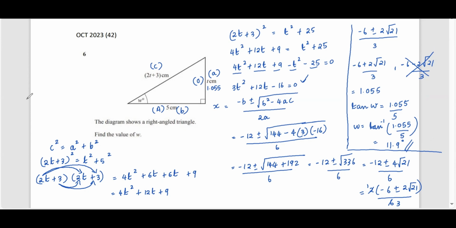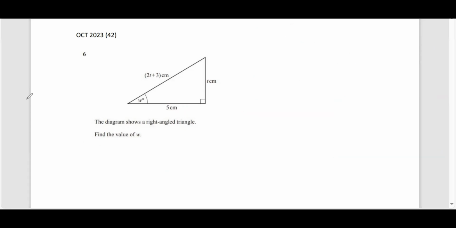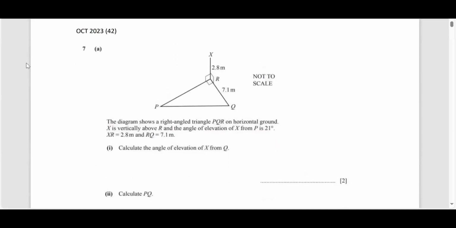Now let's move on to the next one here. That is question number 7 here from the same October 2023 variant 4.2. Here we have the diagram that shows a right angle triangle PQR and R is 90 degrees. X is vertically above R. We can see X here. And the angle of elevation of X from P is 21 degrees.